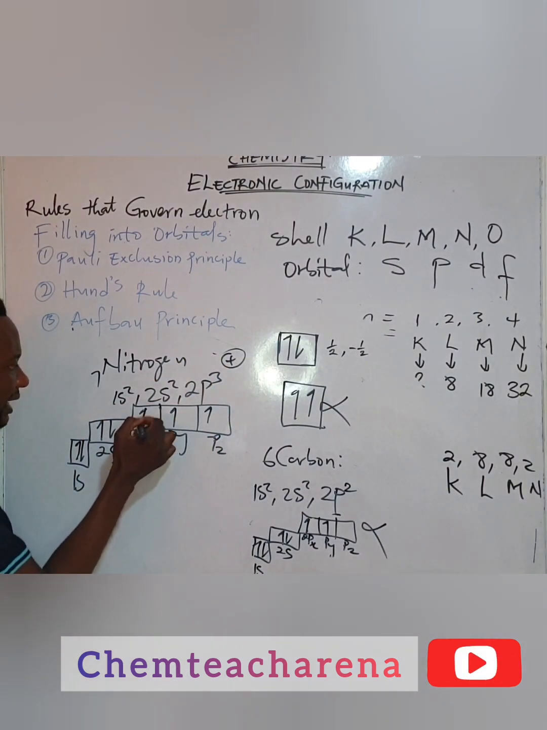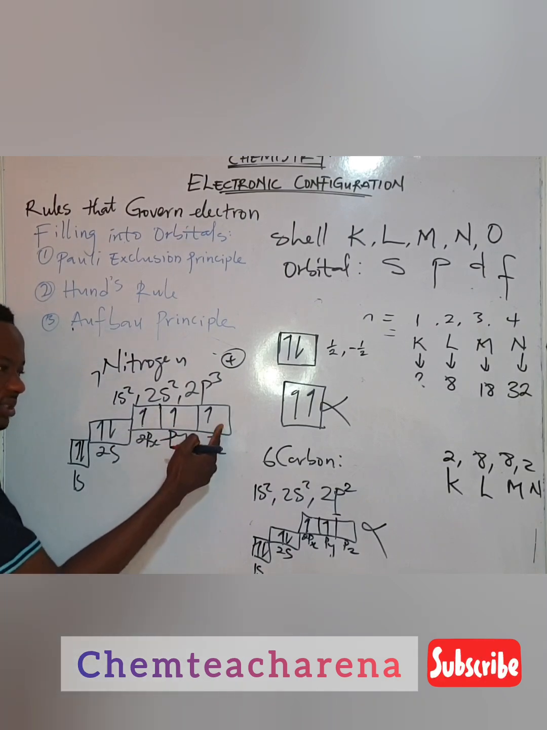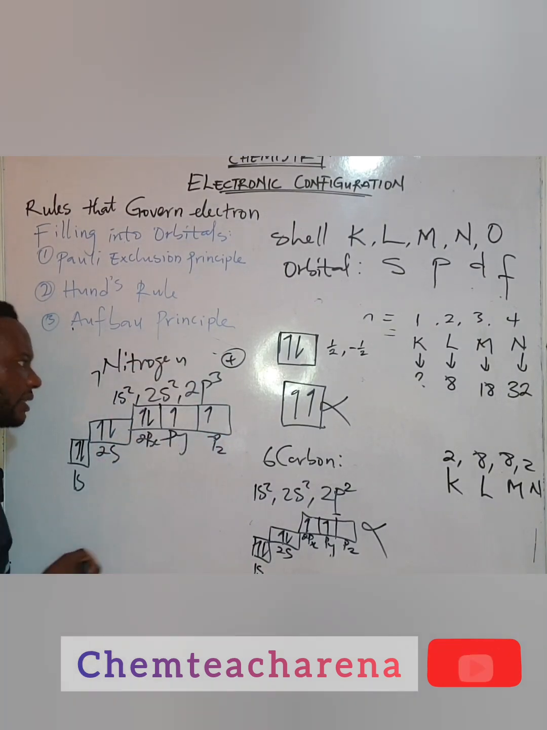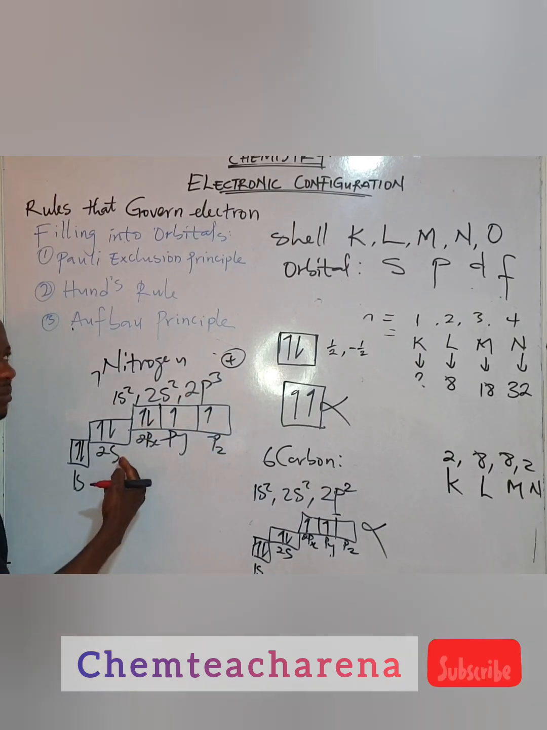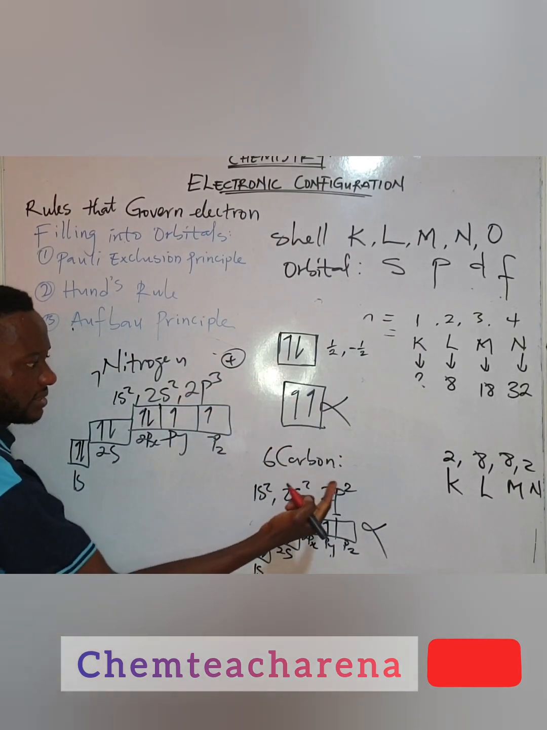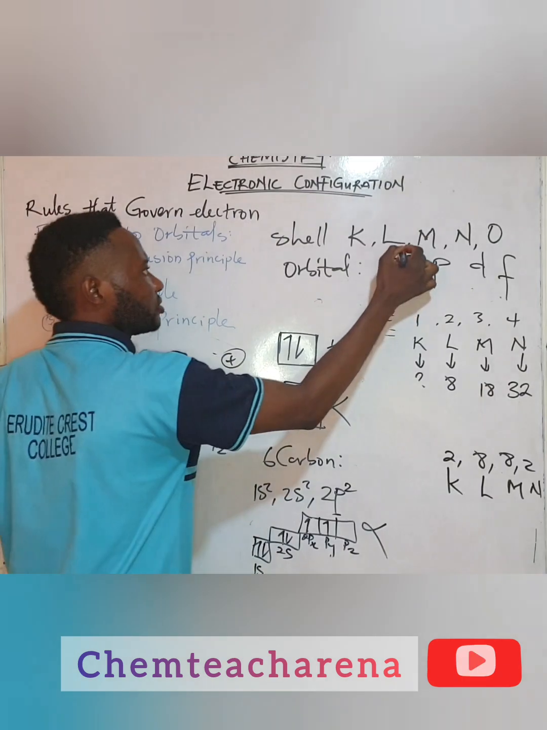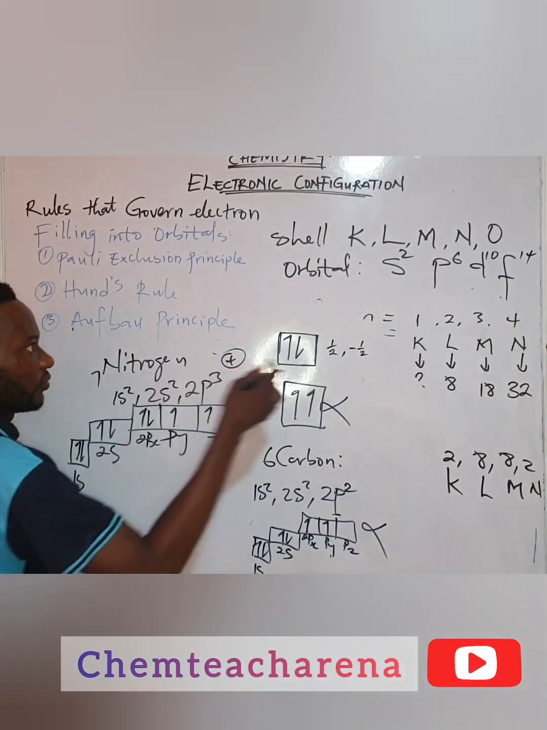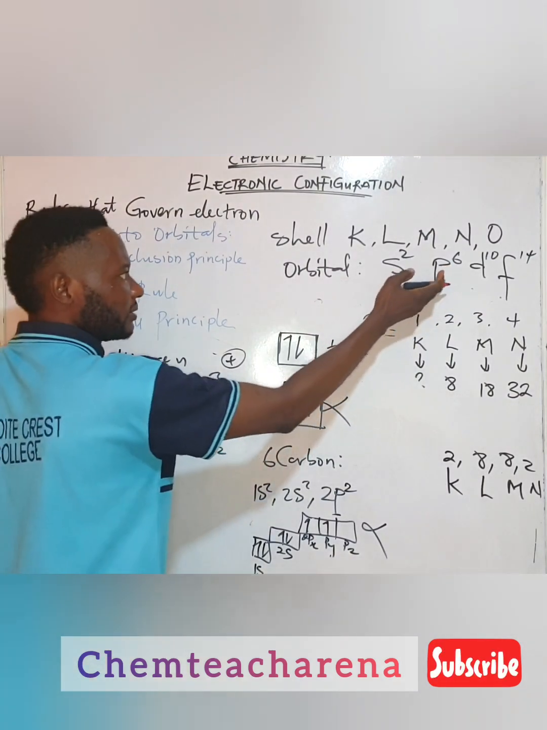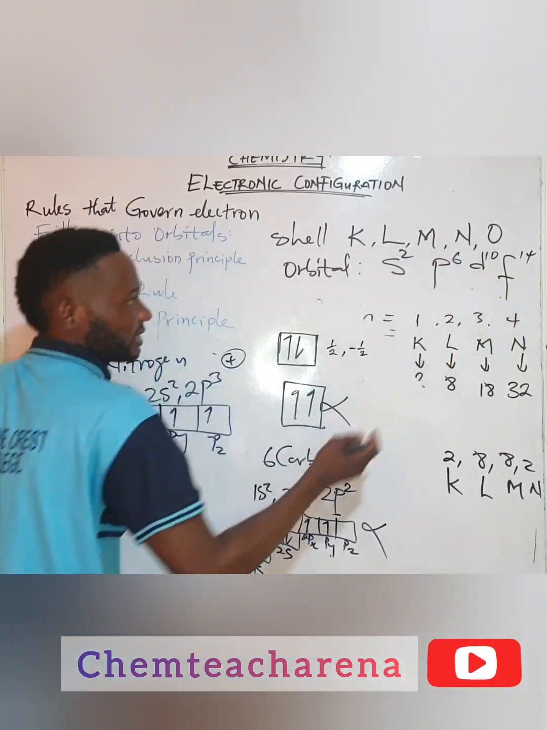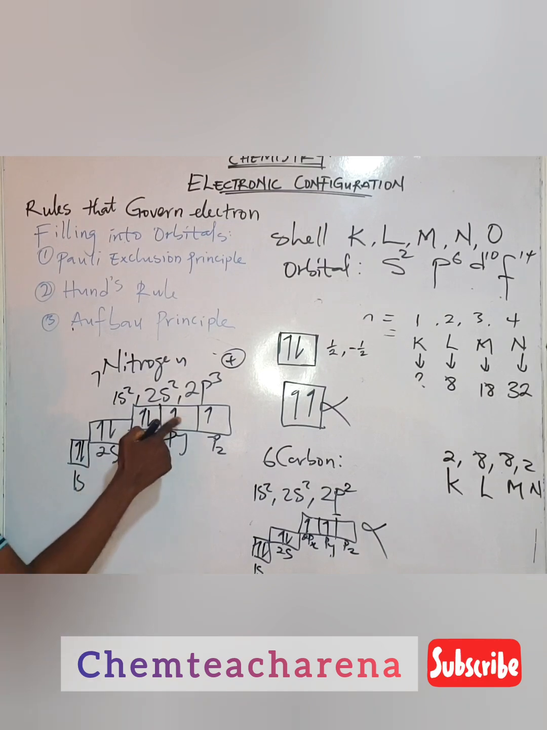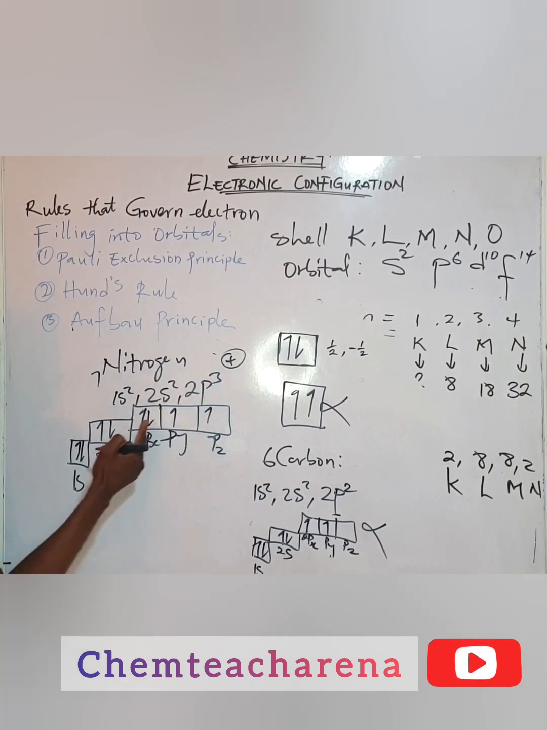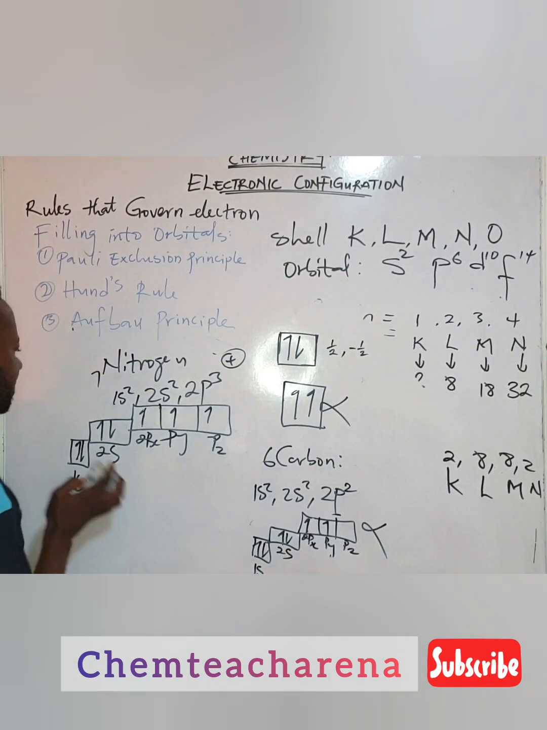So for oxygen, after filling singly, pairing can take place because p will be 4, and the maximum p can take is 6. From our calculation, s is 2, p is 6, d is 10, then f is 14. So p has degenerate orbitals, d has degenerate orbitals, and f has degenerate orbitals. For oxygen it will be like this, but for nitrogen it will be singly. That is what Hund's law states.